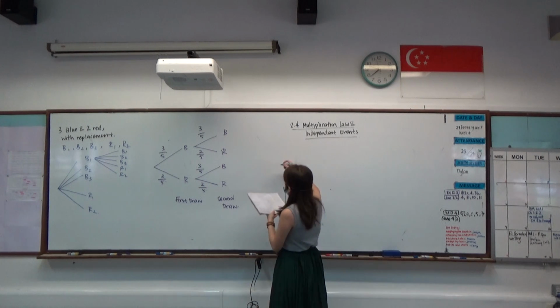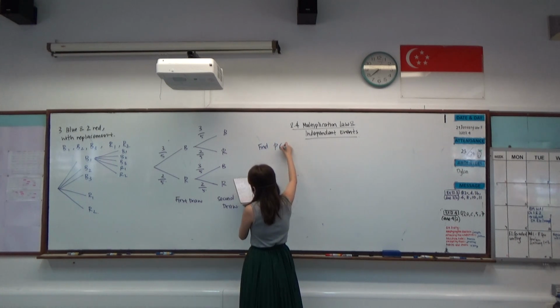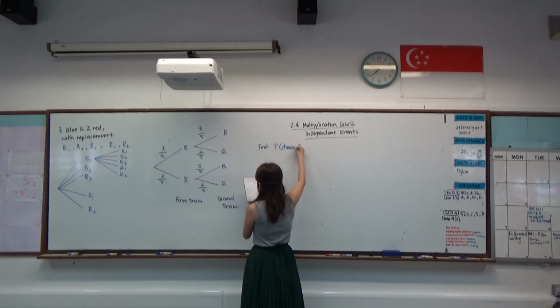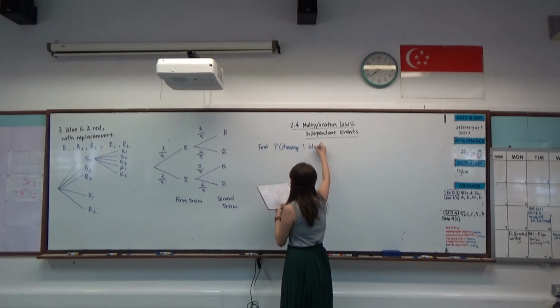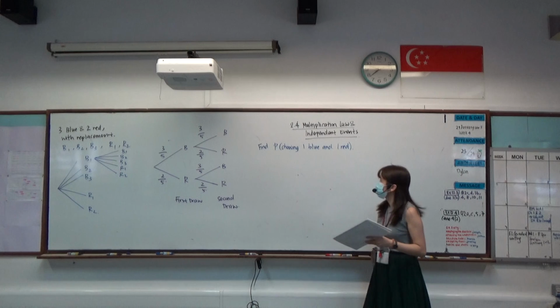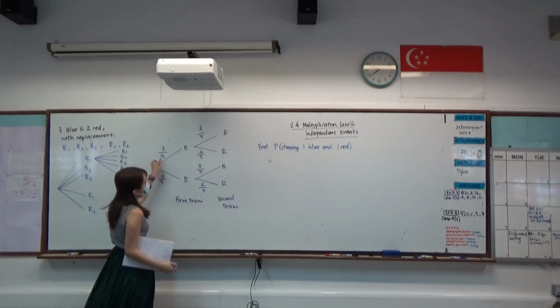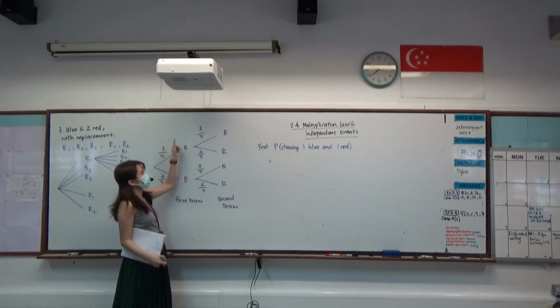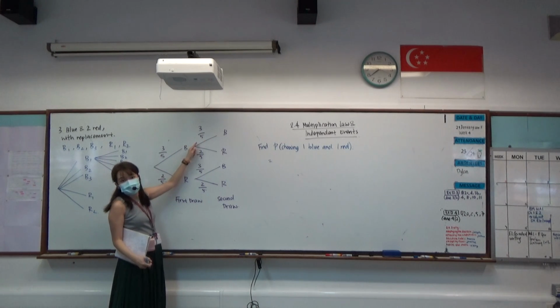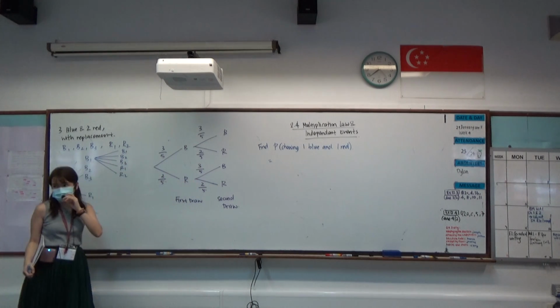Okay, so for example, if I want to find the probability of choosing one blue and one red, how we will go about it is that along the branch itself, we multiply the probabilities. If it's separate branches, then I will add the probabilities.